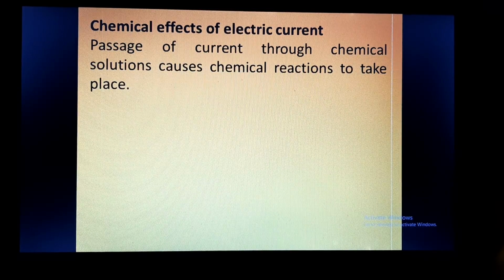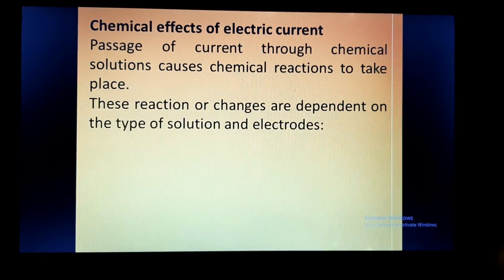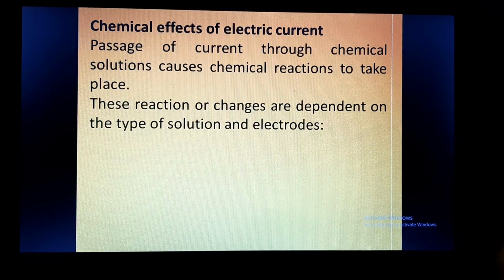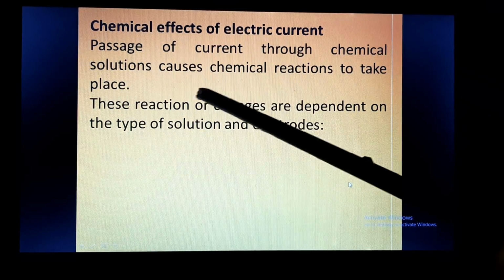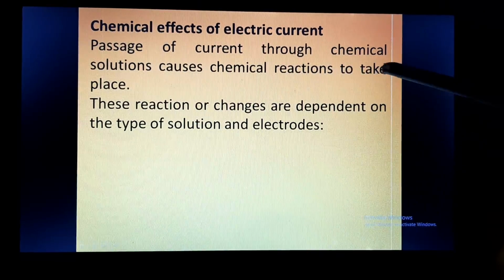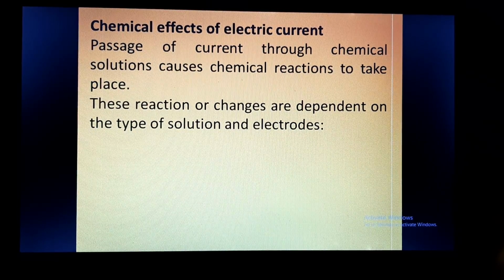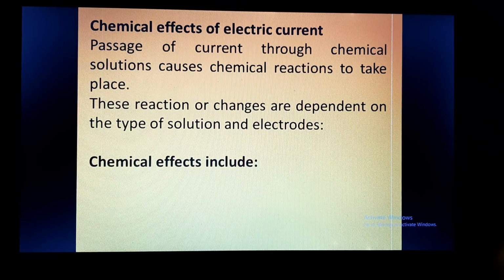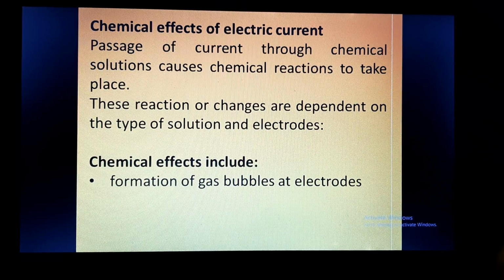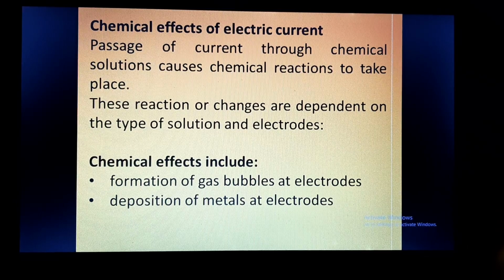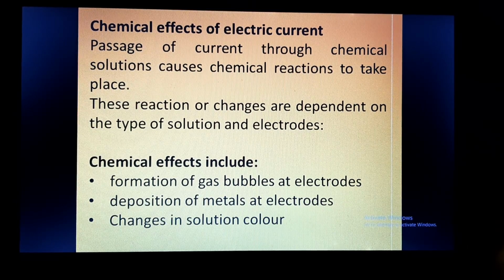Whenever a chemical reaction takes place in a chemical solution when a current is passed through it, it is called the chemical effect of electric current. A passage of current through a chemical solution causes chemical reactions to take place. These reactions or changes depend on the type of solution and electrodes. Chemical effects include formation of gas bubbles at electrodes, deposition of metals at electrodes, and change in solution color.